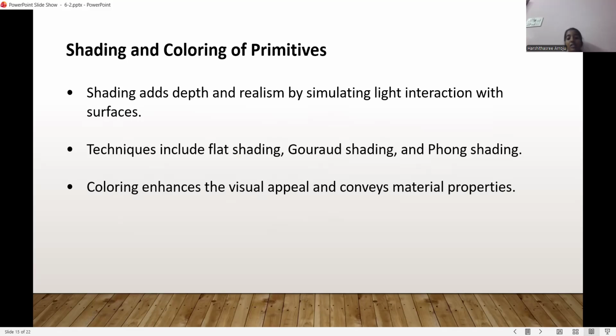The primitives are converted into pixels using rasterization. Rasterization maps geometric data to screen coordinates. The frame buffer stores pixel intensity values. The display controller reads data from the frame buffer. Pixels are refreshed continuously on the screen.